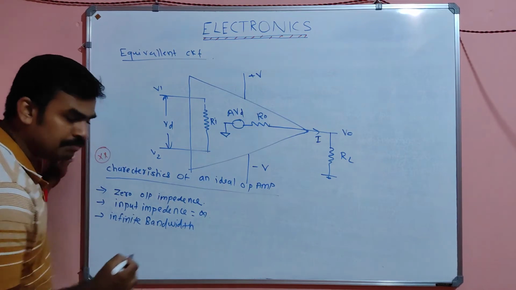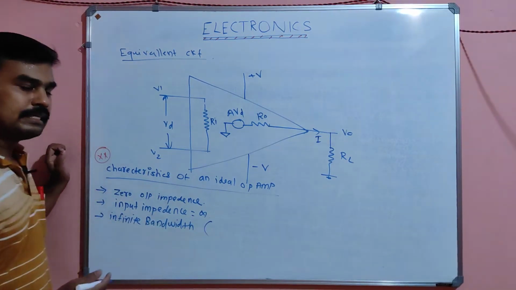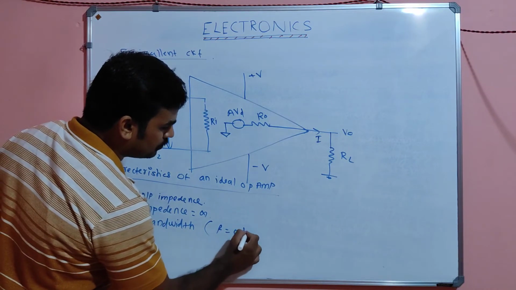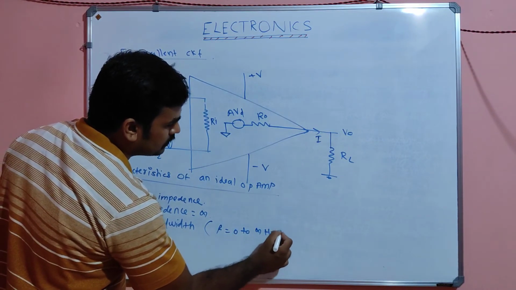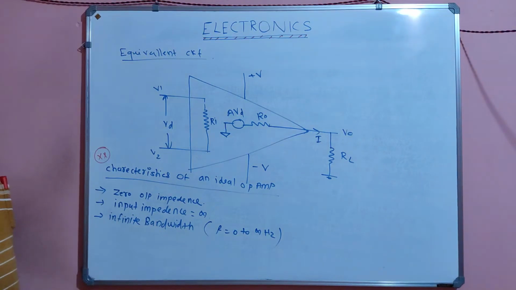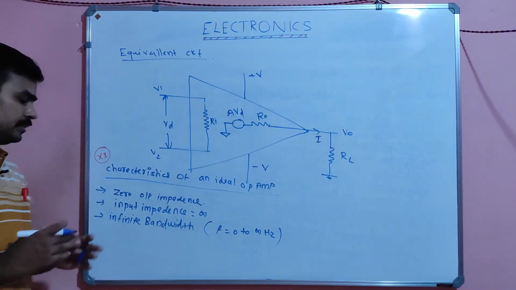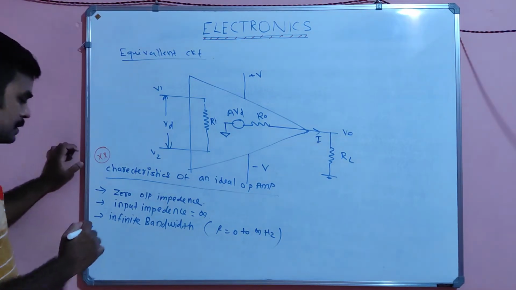Infinite bandwidth. That means this op-amp can carry a signal from f equal to 0 to infinity hertz. This op-amp can carry a signal at any range of frequency. That is infinite bandwidth.